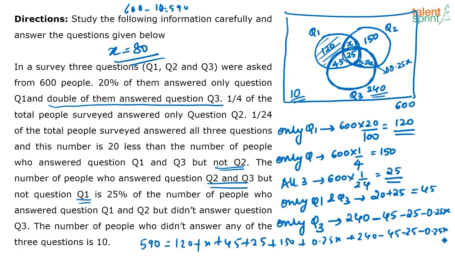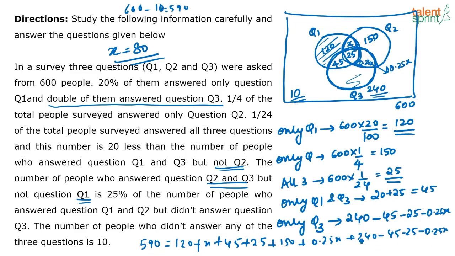See, in the last step what we did was we first found all the values inside these sets. Once we did that, we know all these sets that constitute the 590 students. So this 590 is nothing but equal to this 120 plus X plus 25 plus 45 plus 150 plus 0.25 X plus whoever are there here. That is given by this one, right? 240 minus 70 minus 0.25 X. So I added all that and I know when I add that I will get 590 because 10 people are not answering anything. So when I solve this, I will get X is equal to 80.